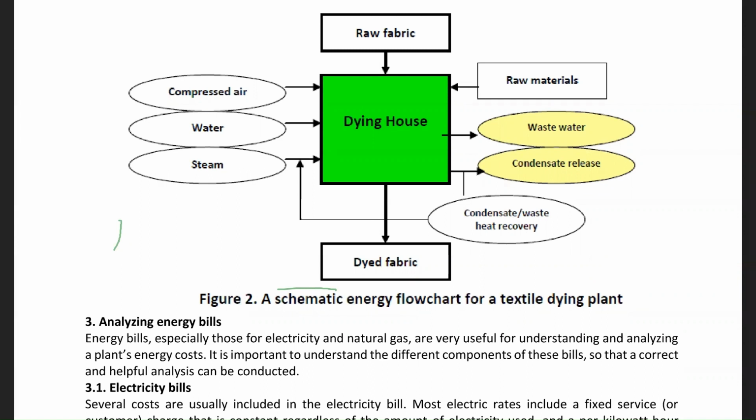What is the raw material which is used in the dyeing house? What is the waste material, water? Whether the waste water has a significant temperature or not? If it has a significant temperature, is it being reused or recycled? What are we doing with the condensate release? All these things are taken into consideration for the preliminary analysis.